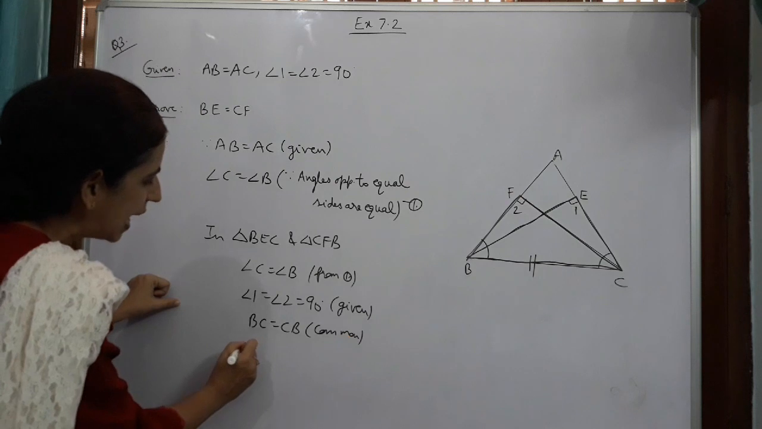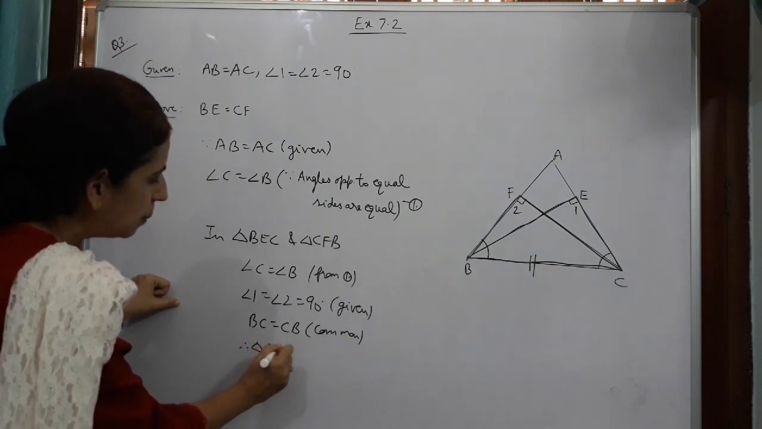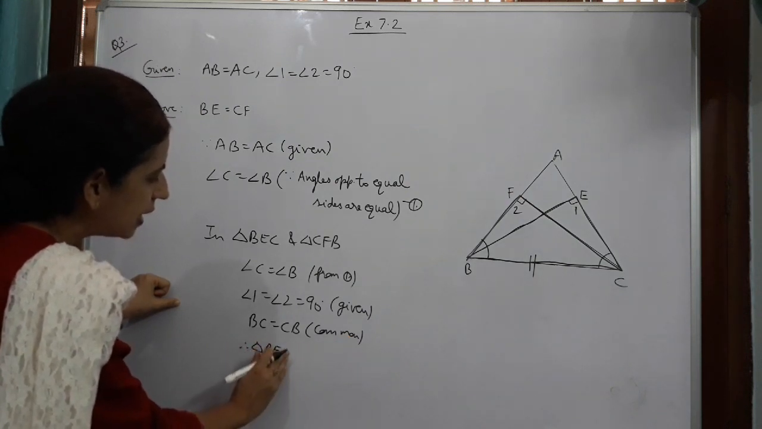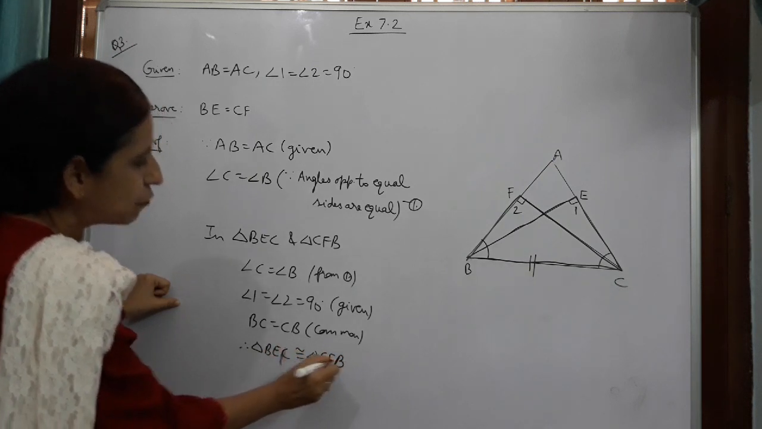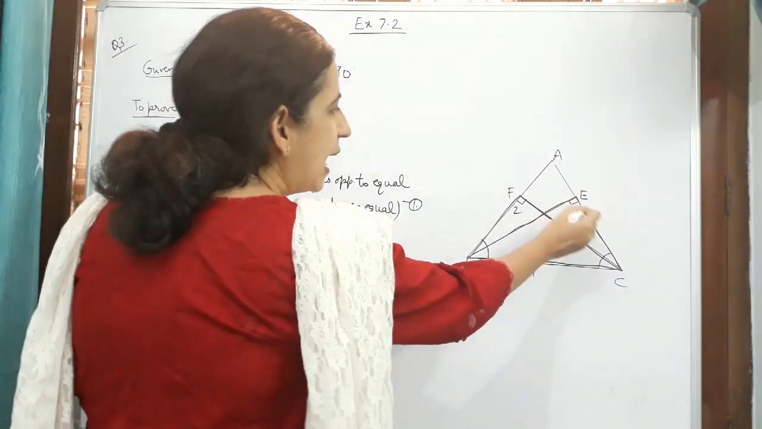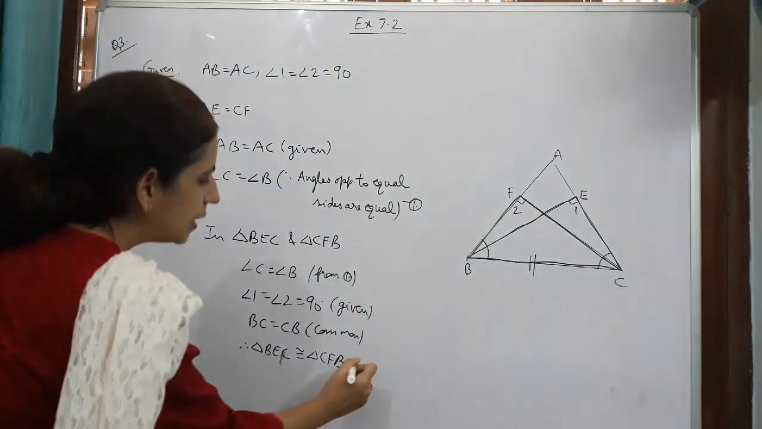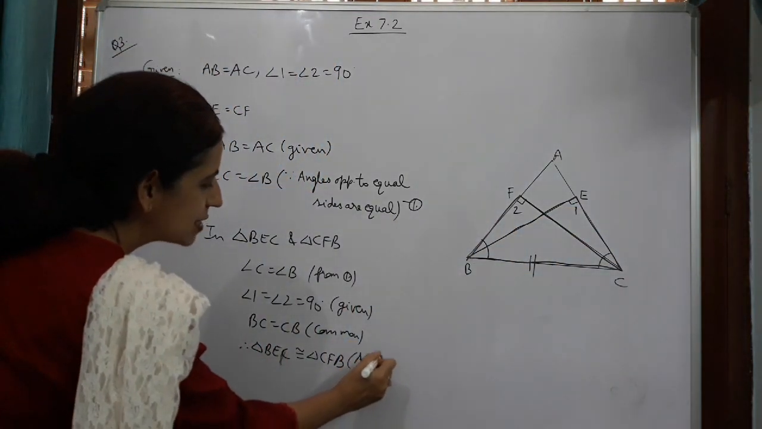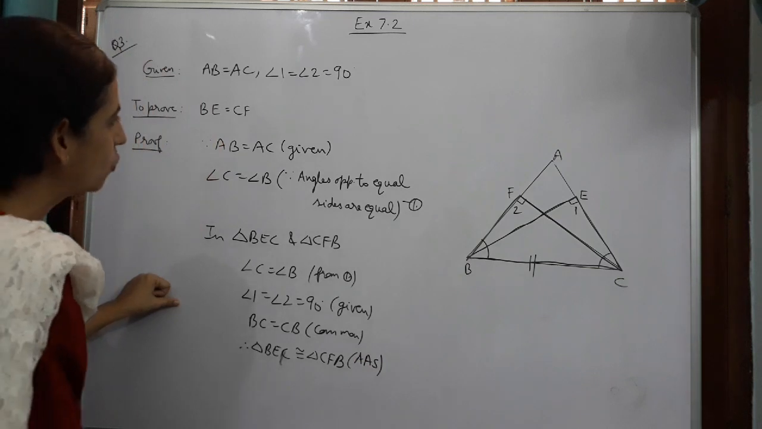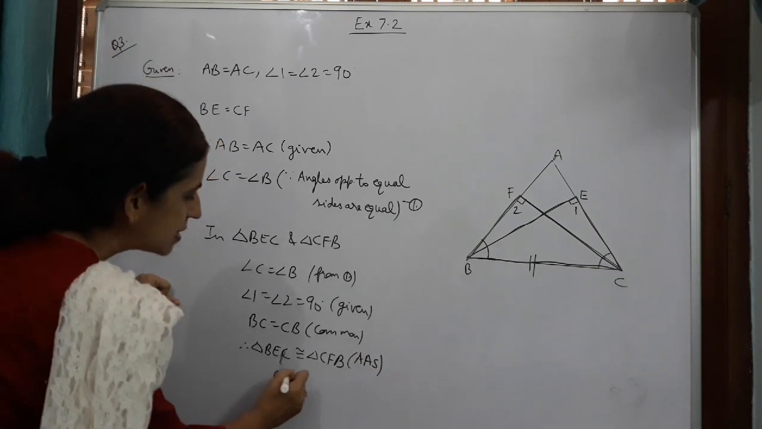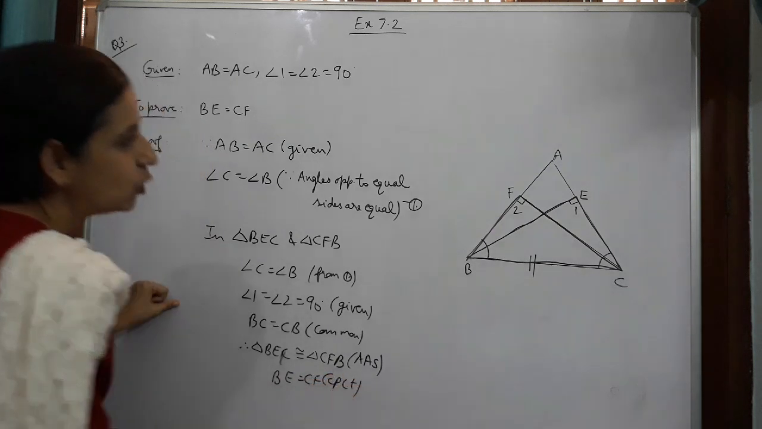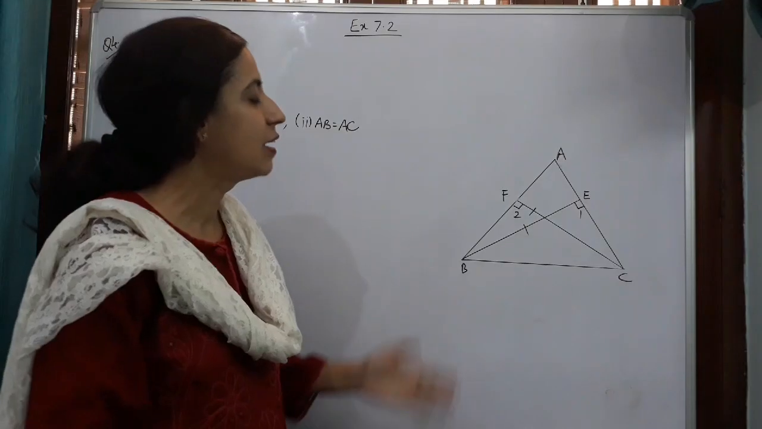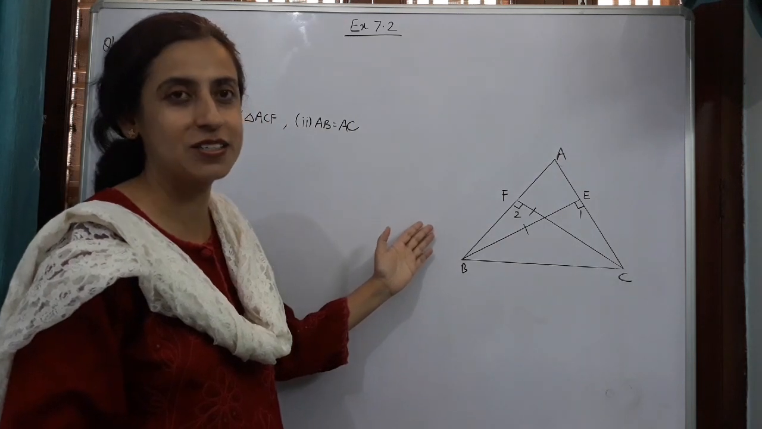So therefore we can say that triangle BEC is congruent to triangle CFB by AAS criteria of congruence. And if the triangles are congruent, then definitely by CPCT we obtain BE is equal to CF. Now let us start off with the next question.